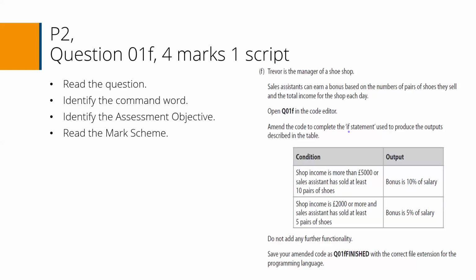So if the shop income is more than £5,000 or the sales assistant has sold at least 10 pairs of shoes, they're going to get a bonus of 10% of salary. If the shop income is £2,000 or more that day and the sales assistant has sold at least 5 pairs of shoes, they'll get a 5% bonus. So you might already twig that this is going to be a greater than, less than exercise, and so on.